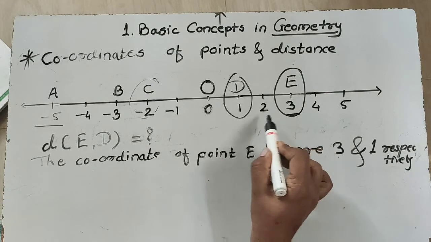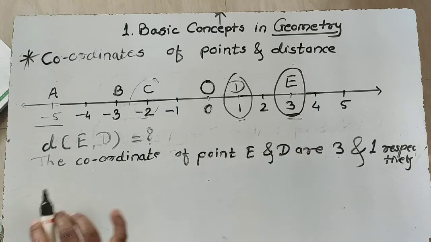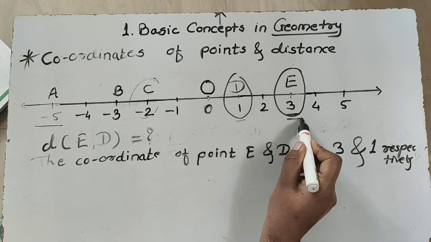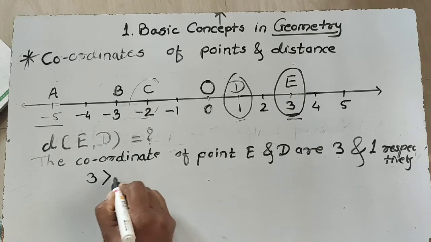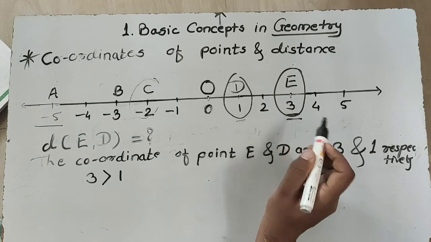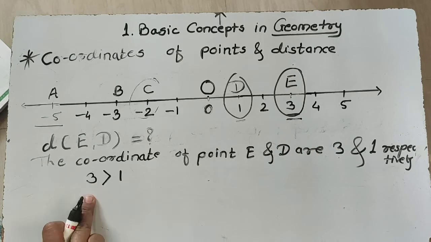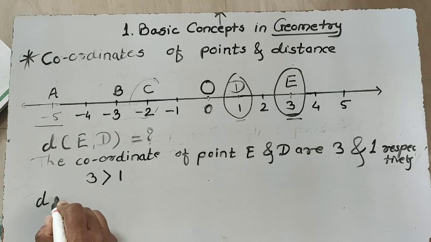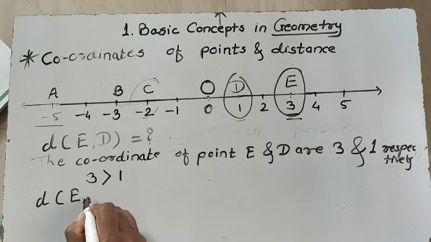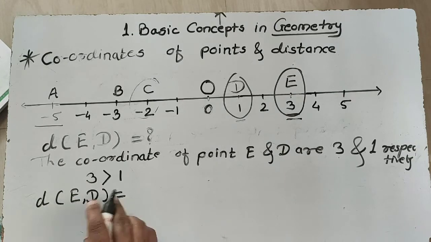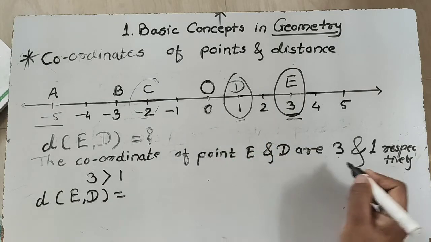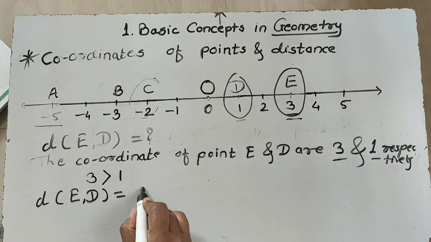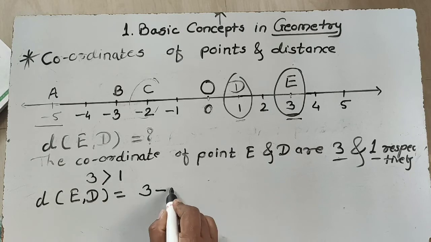Now, point E's coordinate is greater or D's coordinate is greater? D's coordinate is more. So 3 is greater than 1. What I told you, 3 is greater than 1. So when we have to find out the distance between points E and D, we have to write it in this way: 3 is greater than 1. So always, don't take the position of the points, you just see the coordinates and which coordinate is greater. Okay, you just subtract the coordinate of the smaller one.